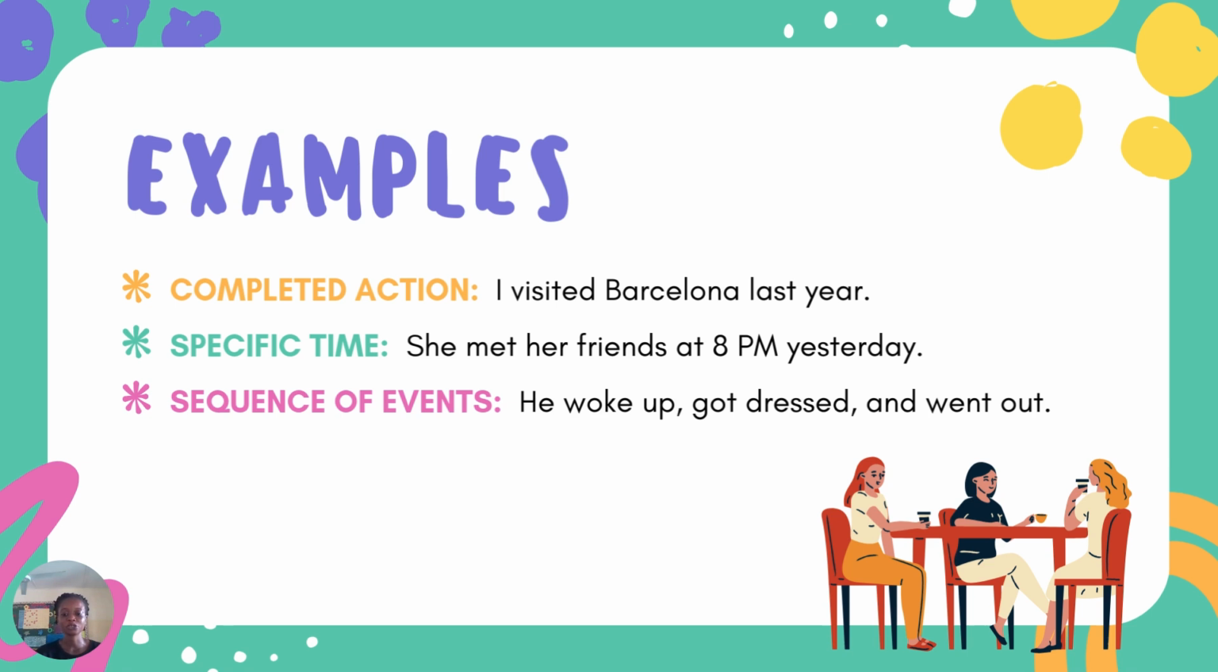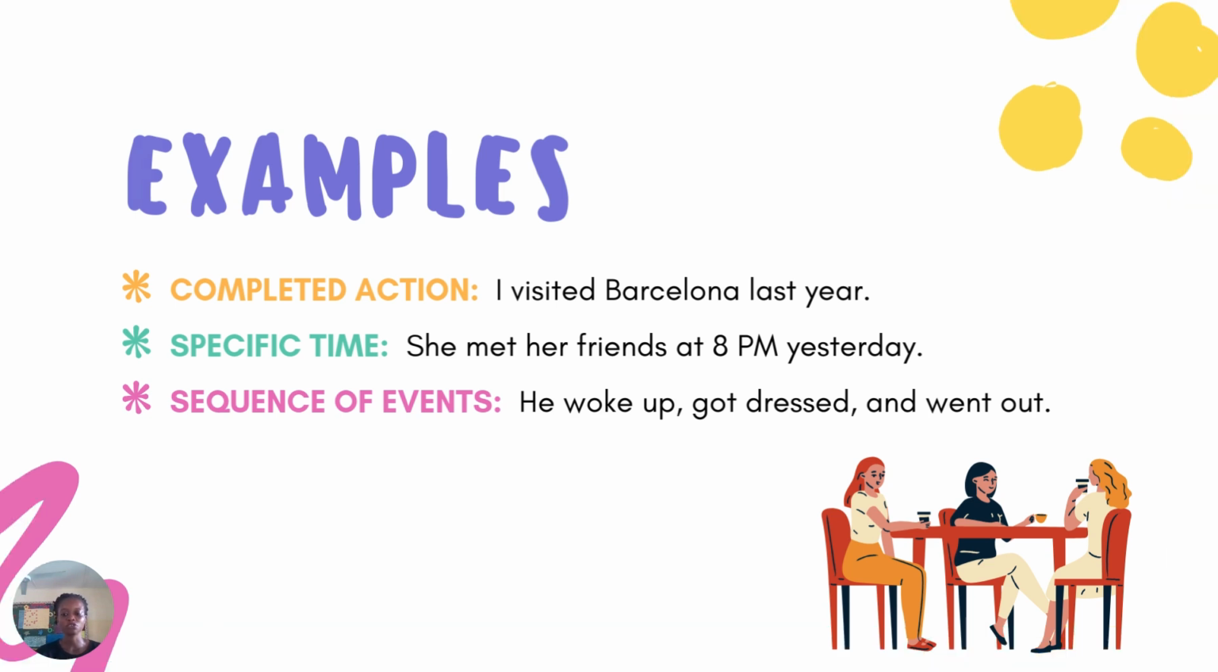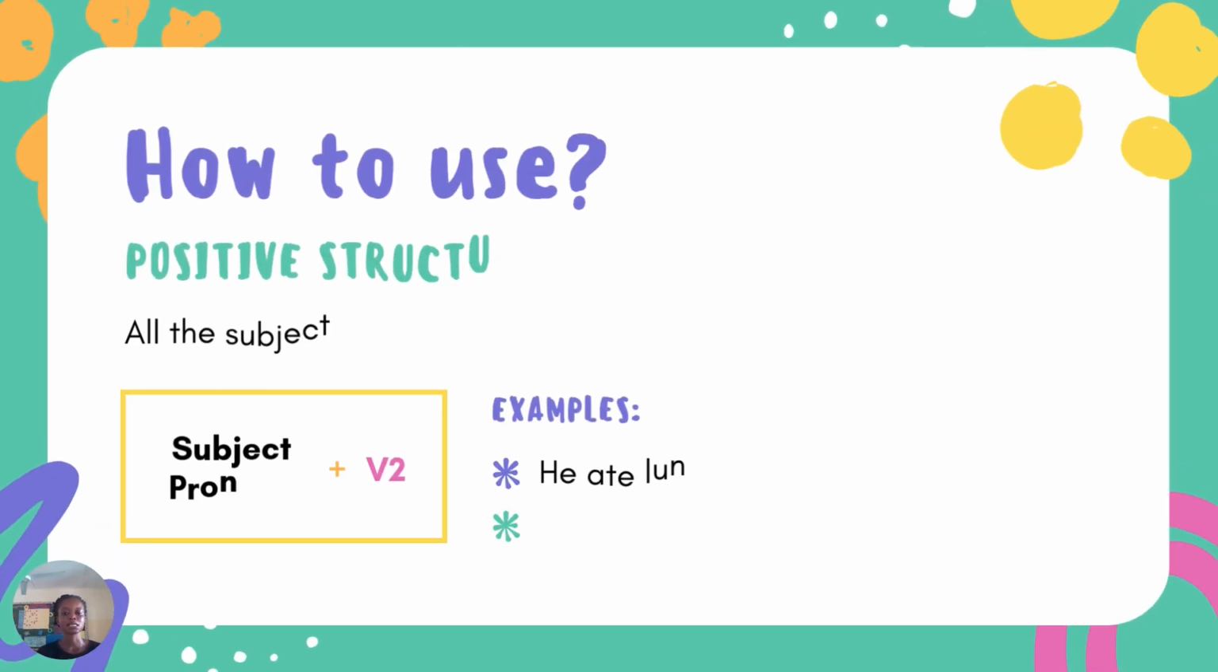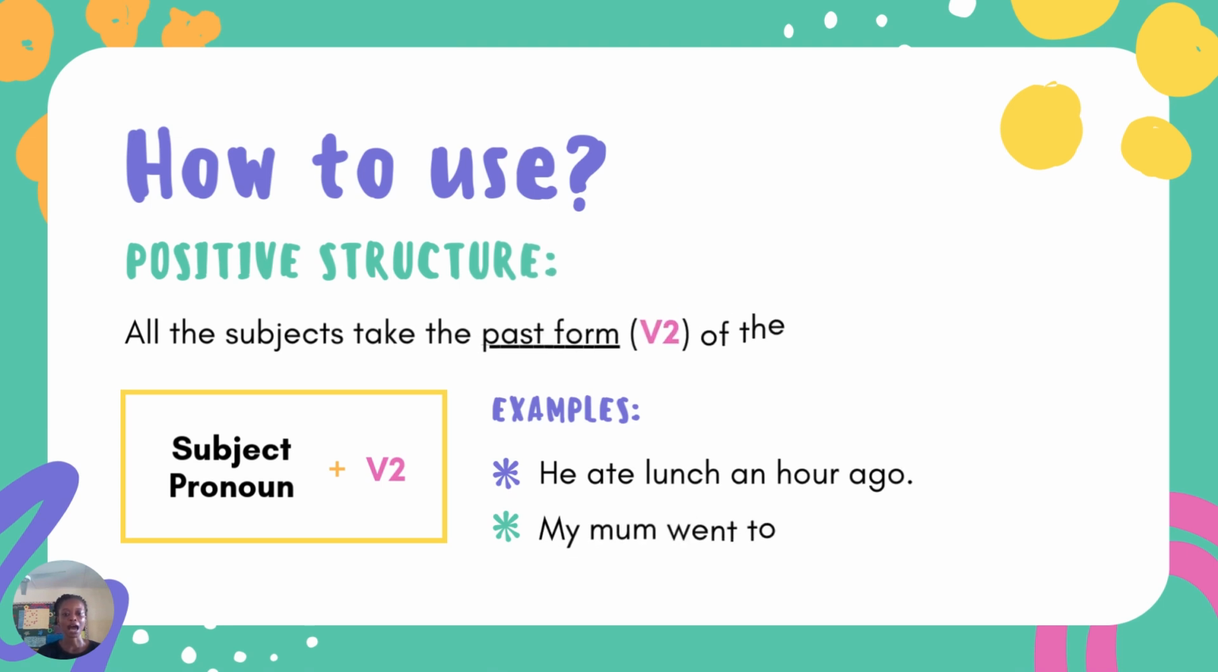Now, the next thing we're going to be looking at is how do we make use of our past simple tense? In the positive structure, all subjects take the past form of the verb. Example: he ate lunch an hour ago.